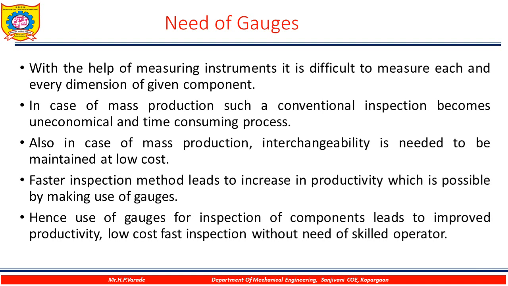Also, in case of mass production, interchangeability needs to be maintained at low cost. Interchangeability must be at low cost. If it is at high cost, then the cost of the product will go on increasing. Hence, interchangeability needs to be maintained at low cost. So faster inspection methods lead to an increase in productivity, which is possible by making use of gauges. Hence, use of gauges for inspection of components leads to improved productivity, low cost, fast inspection without the need of a skilled operator, and hence the gauges are needed for inspection purposes.